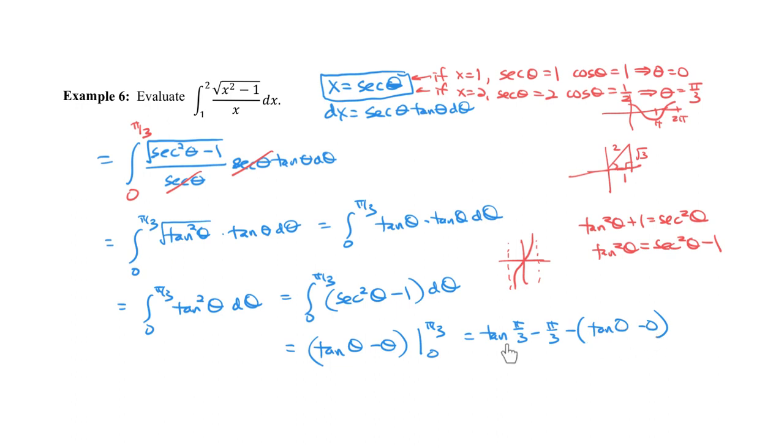So we basically have tangent of pi over 3 minus pi over 3. Well, pi over 3 is right here. The tangent of that is opposite over adjacent, so square root of 3 over 1. So basically the answer to this question is the square root of 3 minus pi thirds. Kind of a weird looking answer, but the answer nonetheless.